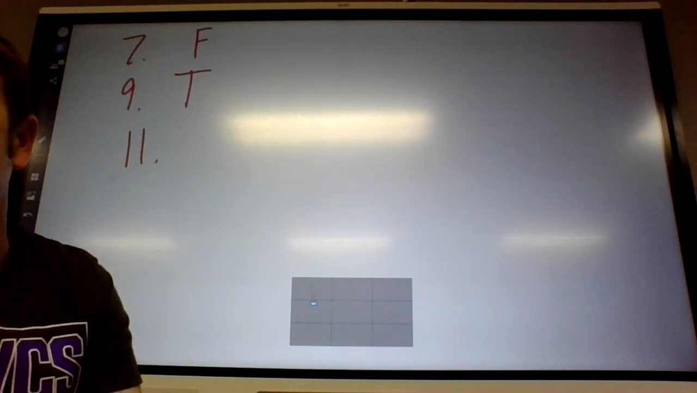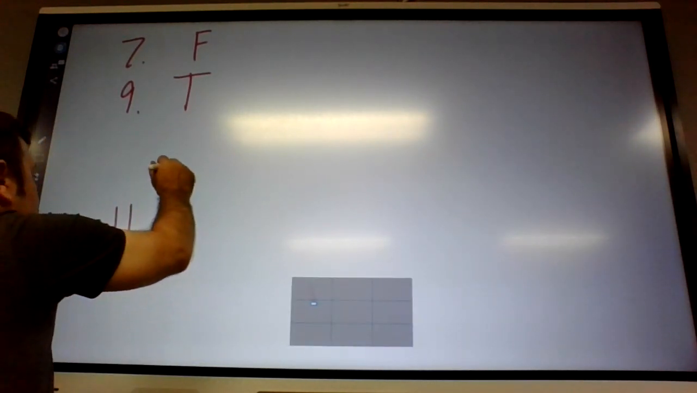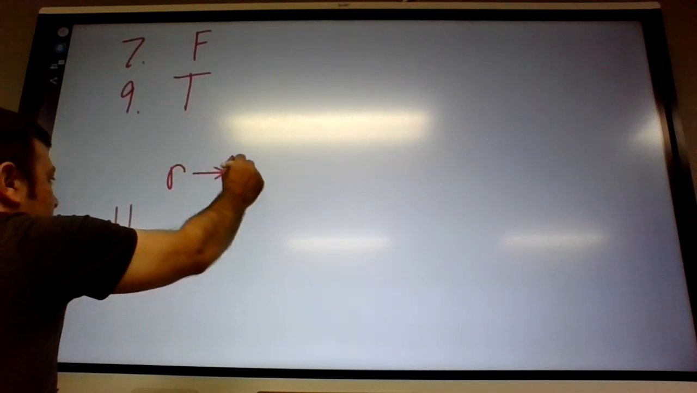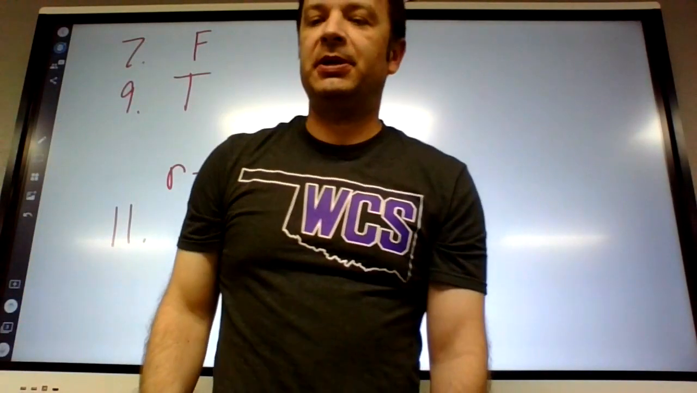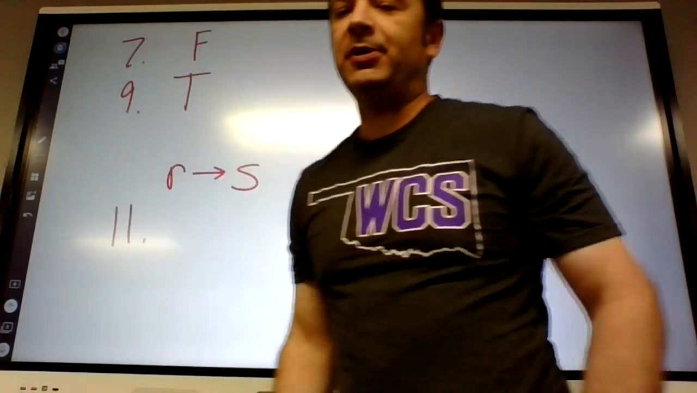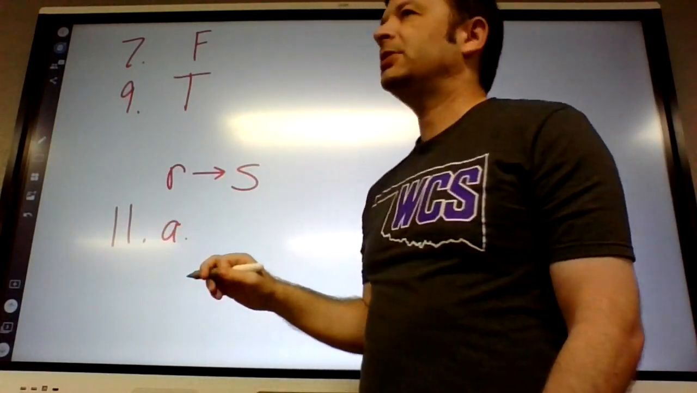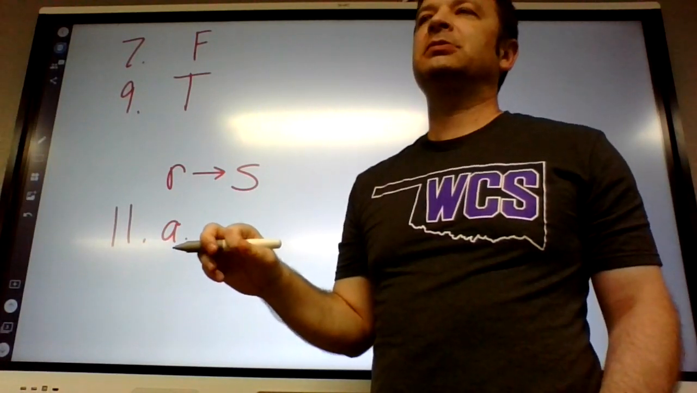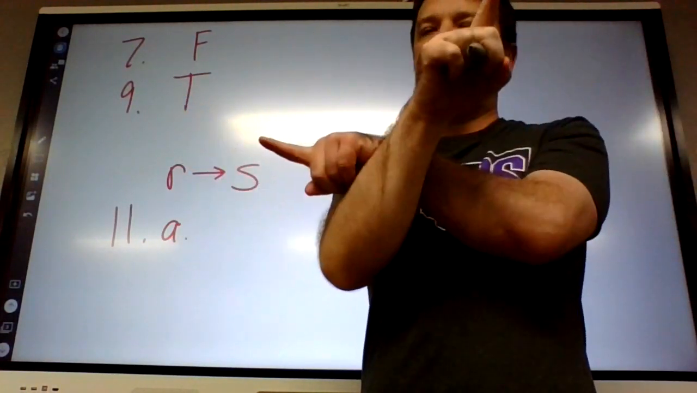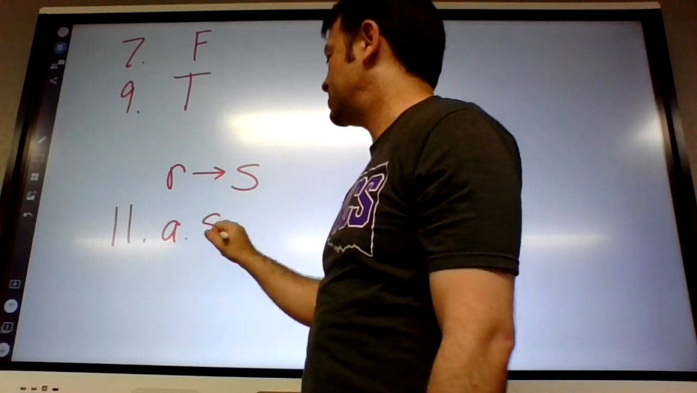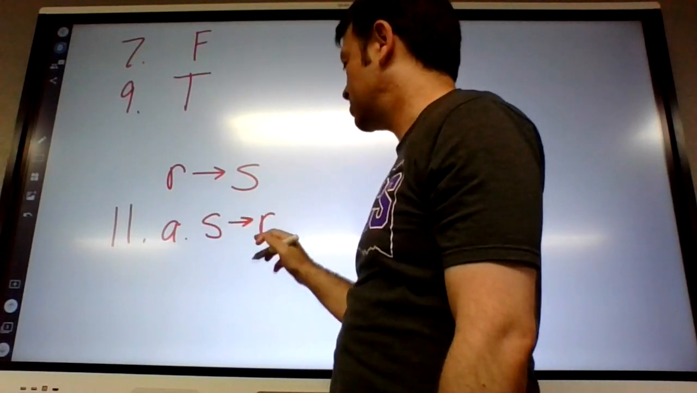Number 11. So what did the R arrow S thing mean? It means if R, then S. So if that is the statement, what would the converse of that be? What did converse do? Switch the order. So that means if S, then R.